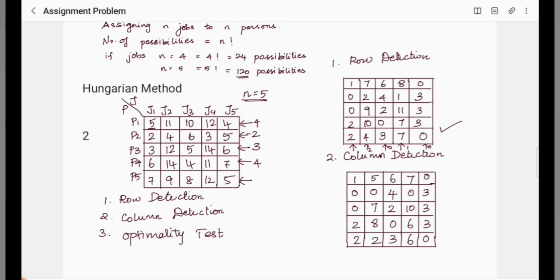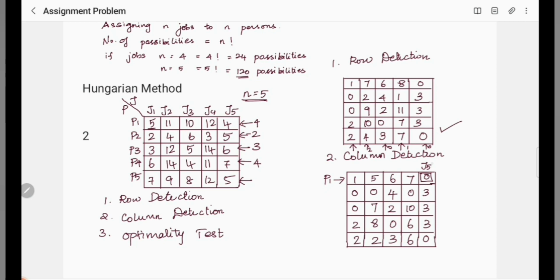For that, we have to consider row scanning. That is, we have to consider the first row and find whether there are any zeros in that row. We have to look for only single zeros in a particular row. So we have found a single zero in that row. I am marking it with a square, which means person 1 is eligible for doing job 5. So this job 5 is now allocated to person 1.